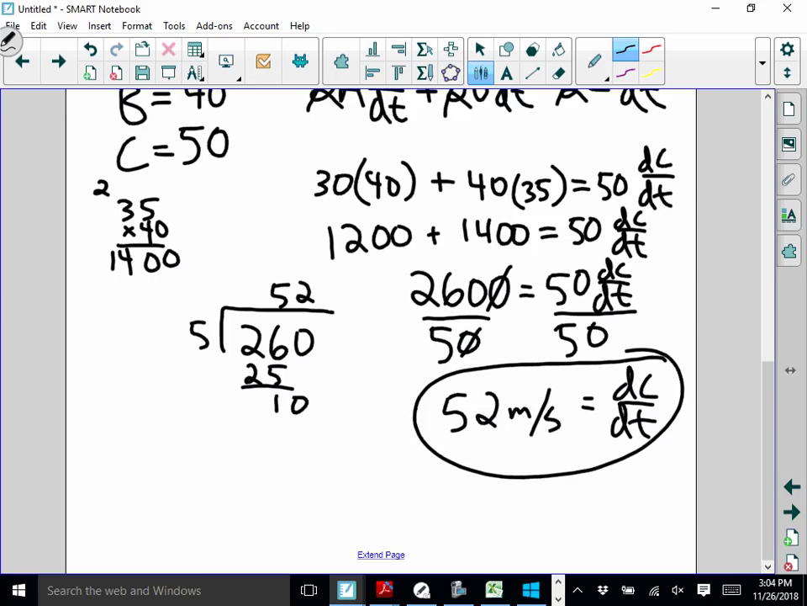Now the other way you could have done this is you could have said the square root of a squared plus b squared equals c. That would have required a chain rule to do. I'm running out of time, so I'm not going to show that here, but we can talk about it in class if you want. Still get the same answer of 52 meters per second.